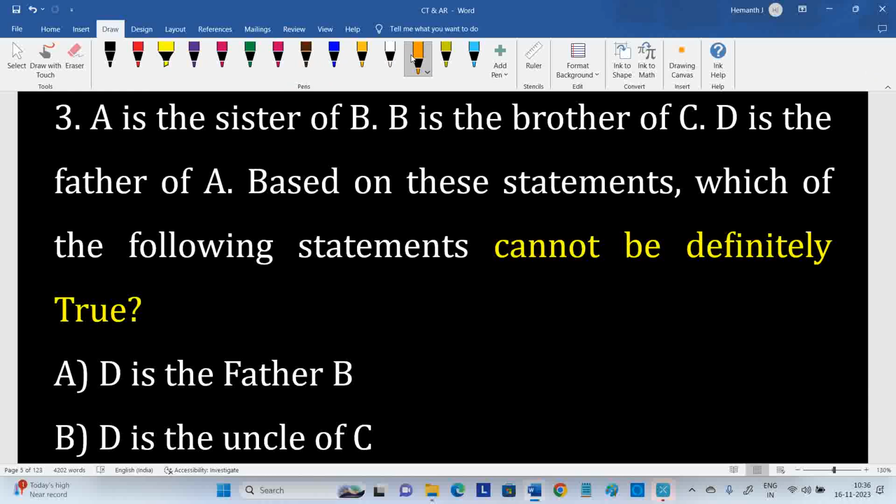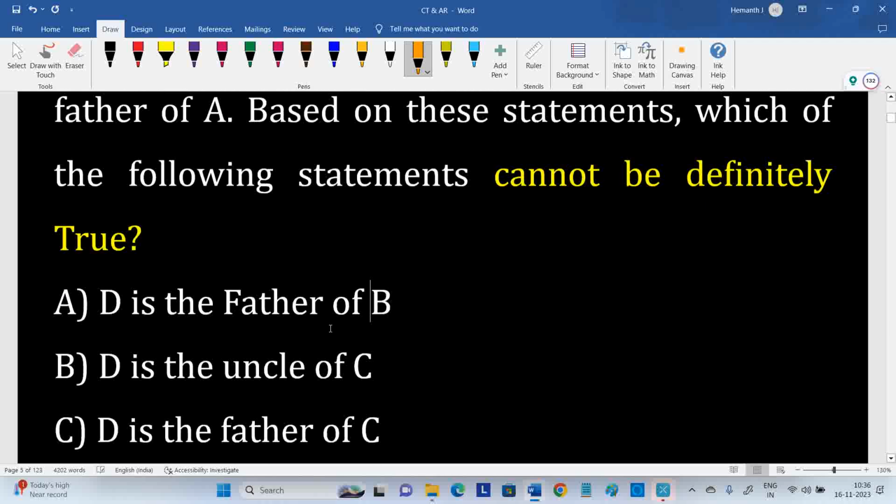Guys, please try, don't sit idle, don't fold your hands and sit, use pen and paper, work on it. Assume you are in the exam, the question is displayed, try to solve it and we'll show the options, then you decide which is correct, which is wrong. They have given options like D is the first, okay, go through that. A is the sister of B, B is the brother of C, D is the father of A.